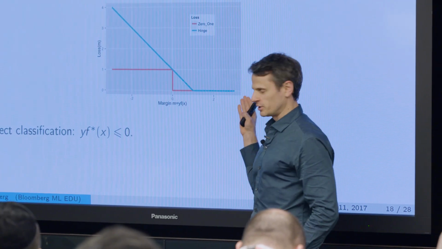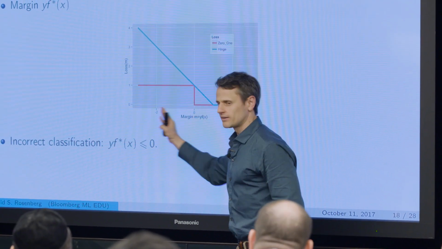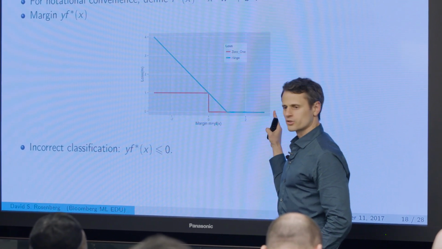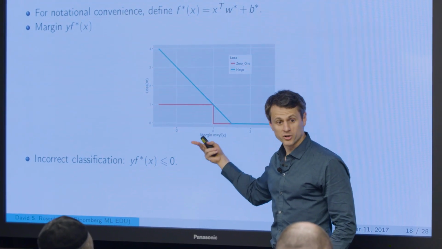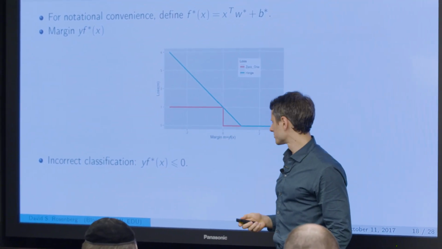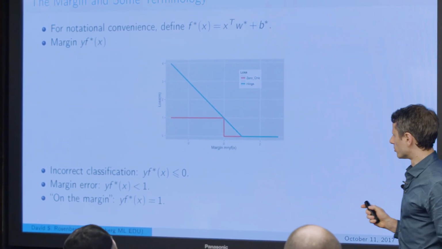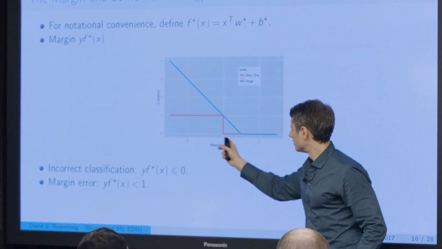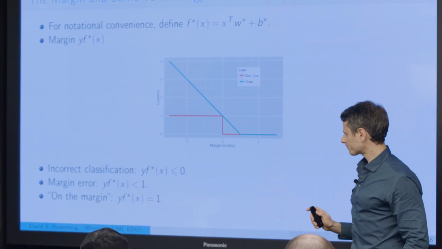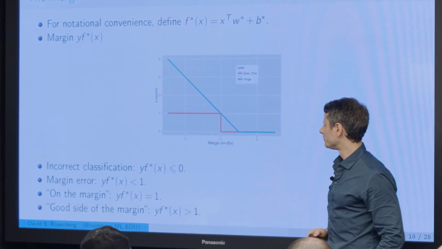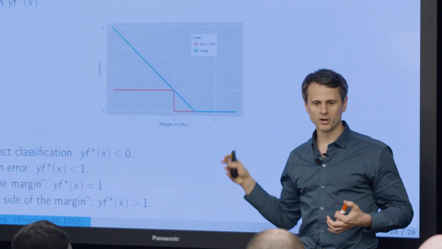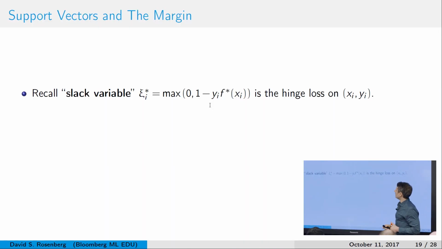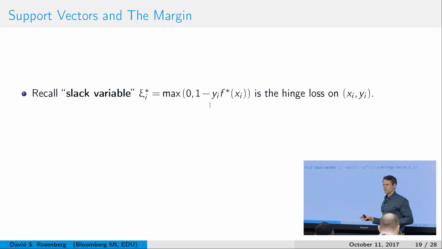Remember, this is our margin picture. Incorrect is anything to the left of 0, right? To the right of 0 is correct, but there's this region between 0 and 1 where we have some margin loss. We have some loss, but we're getting it correct. So we'll call anything less than 1 a margin error. On the margin will be exactly 1. And this is not standard terminology, but we'll say the good side of the margin is whenever it is strictly greater than 1.